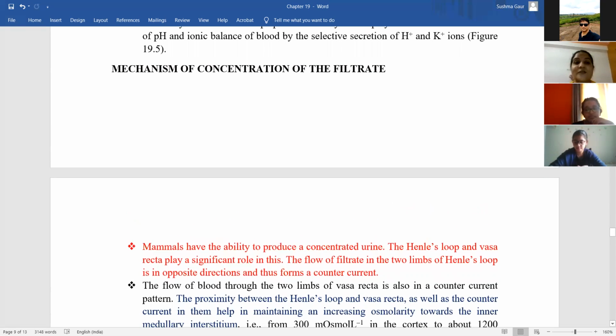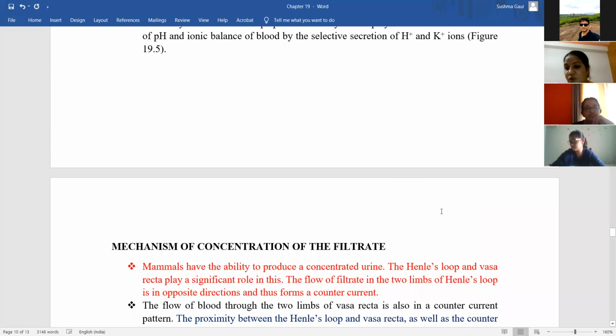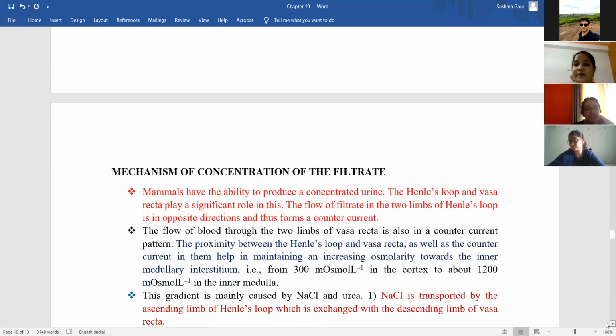Okay, it's fine. So now we will study the mechanism of concentration of the filtrate.